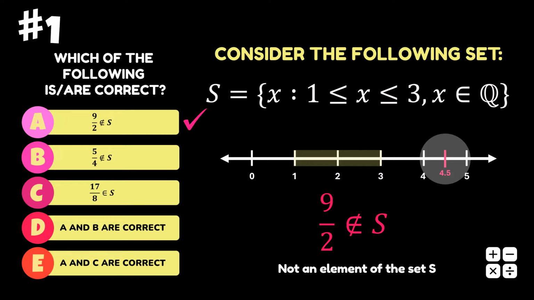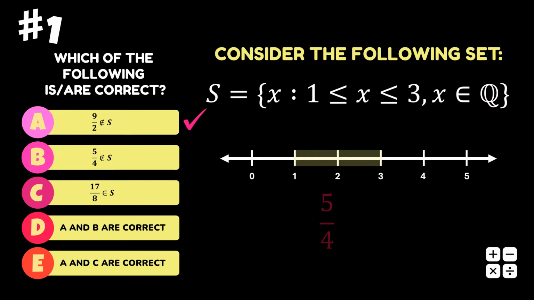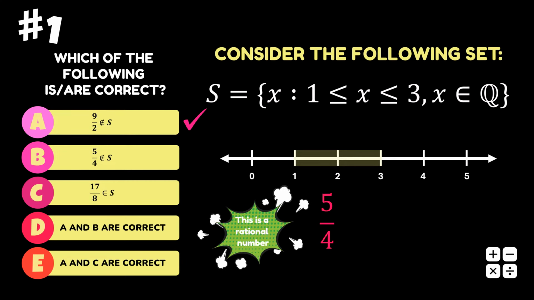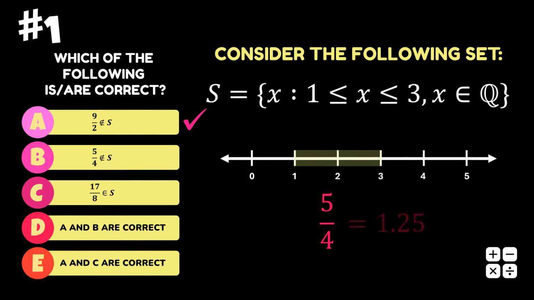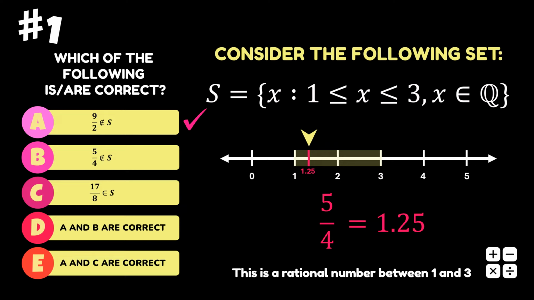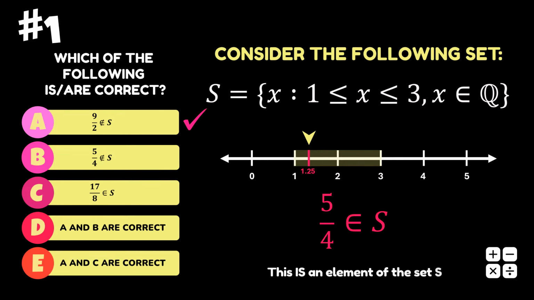Looking at option B, the fraction 5 over 4 is also a rational number because it is a ratio of two integers, 5 and 4, and when converted into decimal form, this fraction is equal to 1.25. 1.25 is a rational number between 1 and 3, and so we can say that the fraction 5 over 4 is an element of the set S. Therefore, options B and D are incorrect.